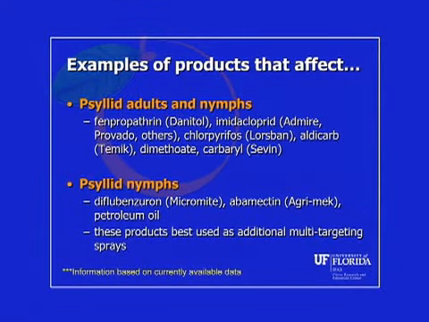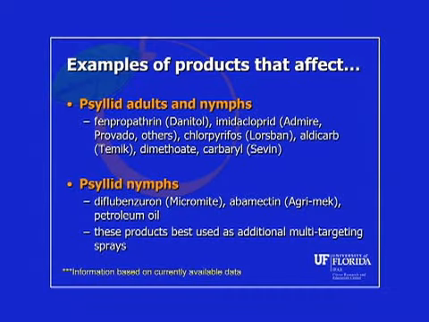Here are some examples of products that affect both psyllid adults and nymphs, as well as products that only affect or control psyllid nymphs. In terms of psyllid adult and nymph control, these products include fenpropathrin or Danitol, imidacloprid, which includes Admire, Pravado, and some of the various generic products now available, chlorpyrifos or Lorsban, aldicarb, Temik, dimethoate, and carbaryl or Sevin. Again, these are all fairly broad spectrum products.